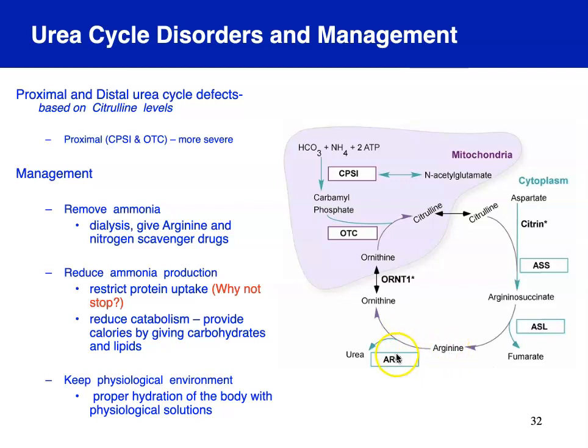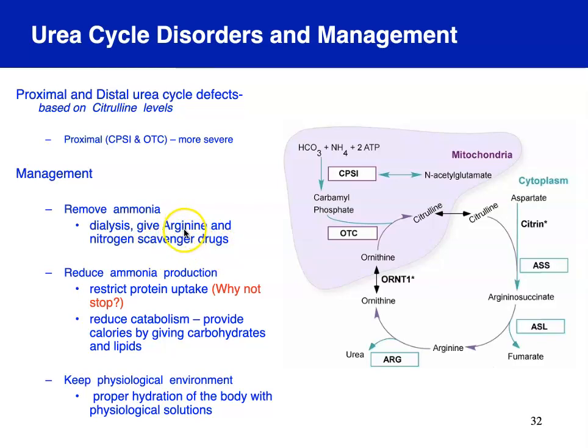Well, the principle is to manage these three areas. We remove ammonia, we reduce the production of ammonia, and we try to keep the physiological environment. That's the principle. Now, how we're going to do it, there are different approaches. We remove ammonia by performing dialysis or giving nitrogen scavenger drugs. I'll talk about them in the next slide.